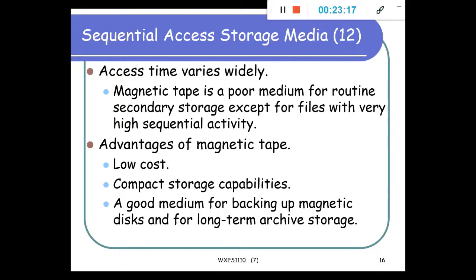So access time varies widely because magnetic tape is a poor medium for routine secondary storage, except for files with very high sequential activity, in a very serial manner. But one advantage of magnetic tape is its low cost, compact storage capability, and it is a good medium for backing up magnetic disks and for long-term archive storage. If you have very high sequential activity, like 90 to 100%, it's good to use magnetic tape.